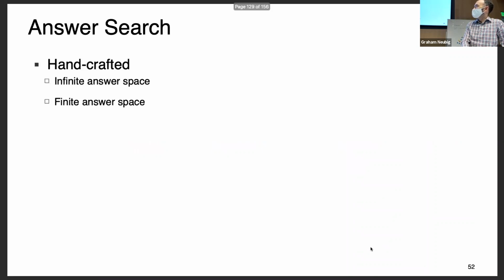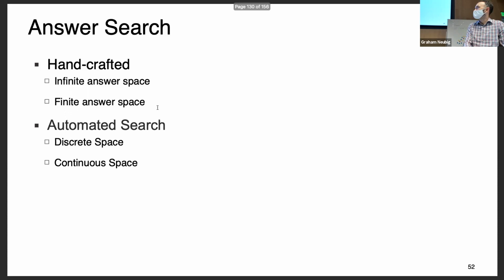So once we've defined the space of answers that we can accept, we will choose a search space. We can have it be handcrafted. The simplest handcrafted search space is just to allow anything to be an answer. This is appropriate when free-form text is an appropriate answer, for something like summarization or machine translation. We could also have a finite answer space. This would be good for something like multi-class or binary classification. And we can also do automated search, and this search can be done in discrete space or continuous space.